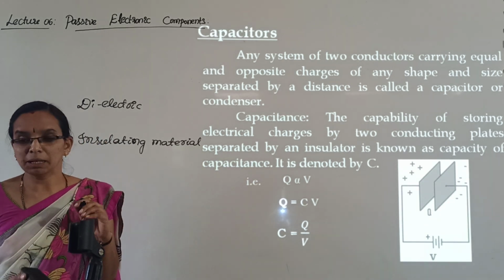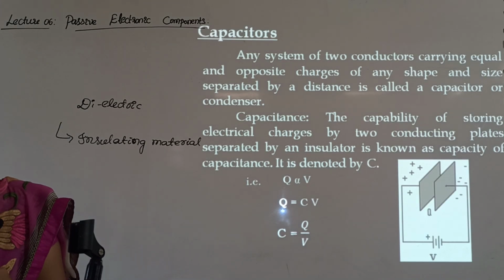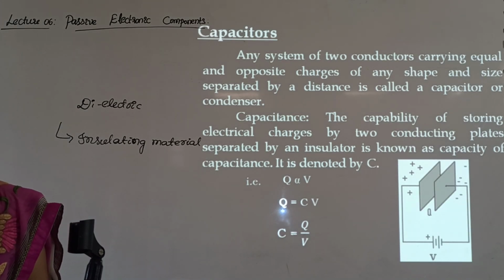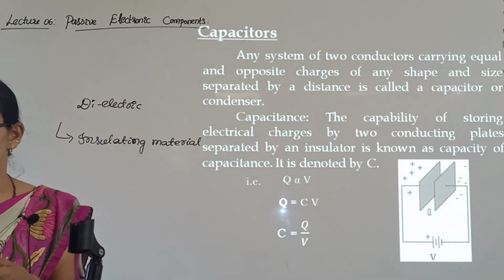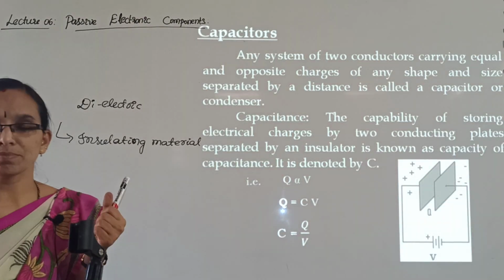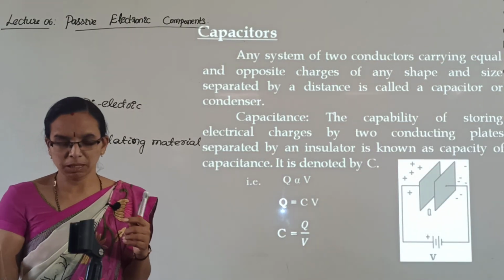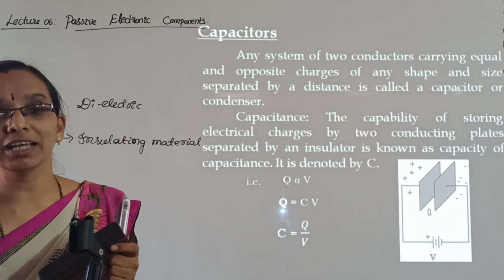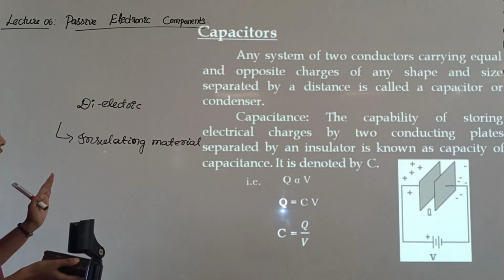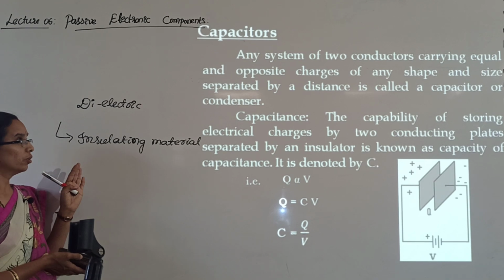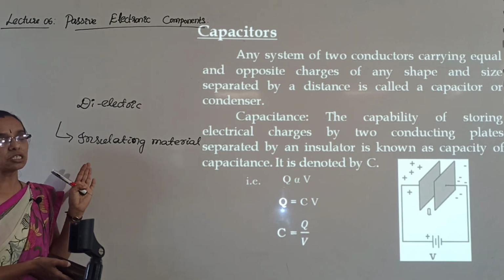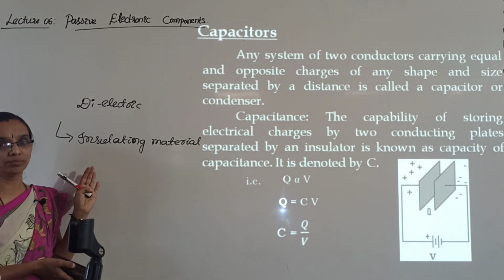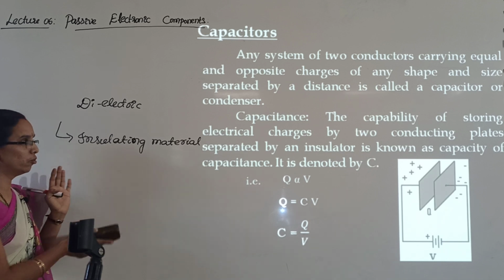Dielectric in the sense ability, that we will explain later. The dielectric medium indicates the ability of an insulator to concentrate the electric flux. That we will observe while explaining the capacitors, the role of dielectric in capacitors. So now you have to look into what is dielectric: it's an insulating material which will not allow current to flow through it.